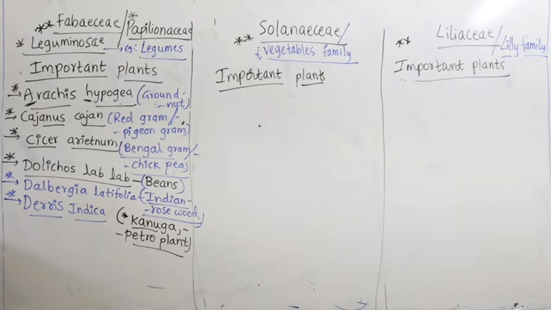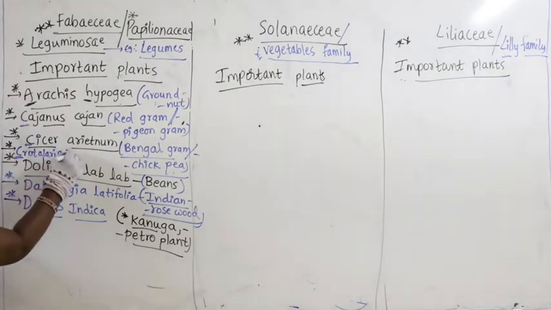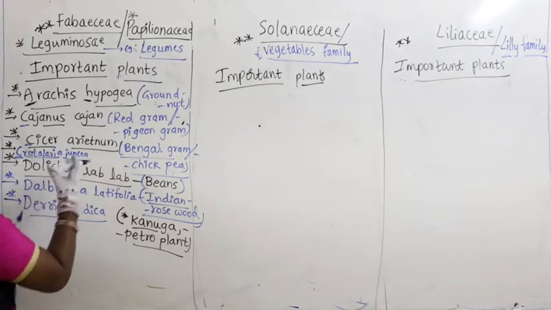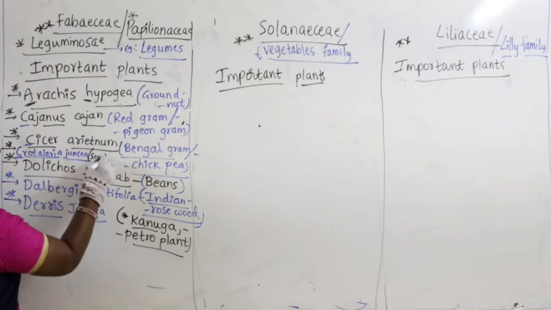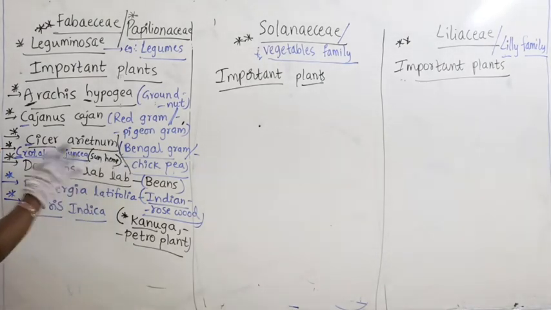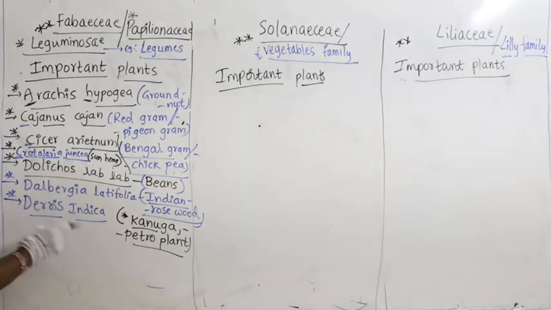Of course, if you talk in terms of fiber, I am just writing one more here. Crotalaria juncea. I think you remember Crotalaria, C. I am just writing with the letter C. Crotalaria juncea, commonly called sunhemp. What is it called? Sunhemp. It is used as a fiber, and Derris indica is used as a medicinal plant. Right?